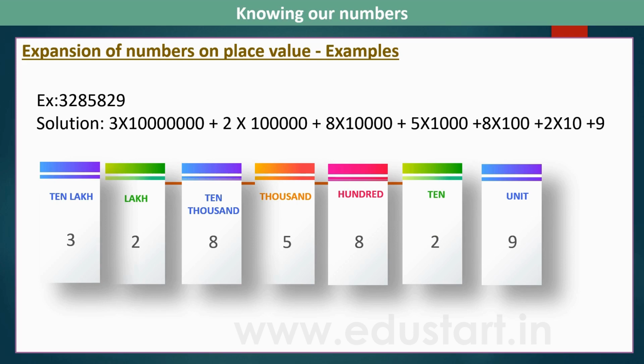3285,829. Here you can see 3 is at 10 lakhs place, 2 is at lakhs place, 8 is in 10,000s place, then 5 is in thousands place, 8 is in hundreds place, 2 is in tens place and 9 is units place. Fine.